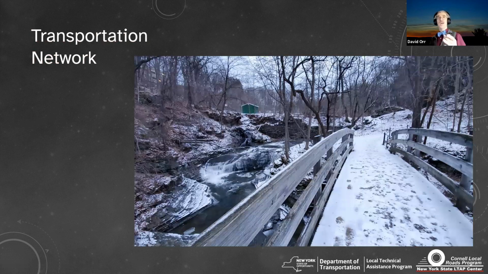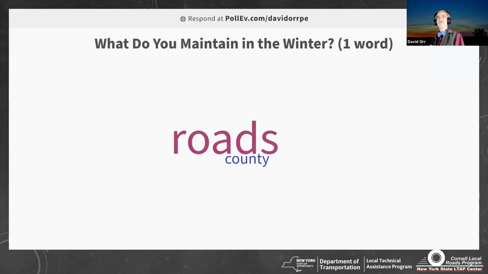Now, we got a little bit of a sense of the weather. Let's talk about your transportation network. And again, as I mentioned, the transportation network is not just your roads. So again, with one word, what do you maintain in the winter? Okay. I see some people have already caught on and are quickly adding in.